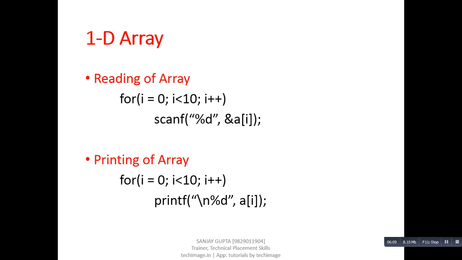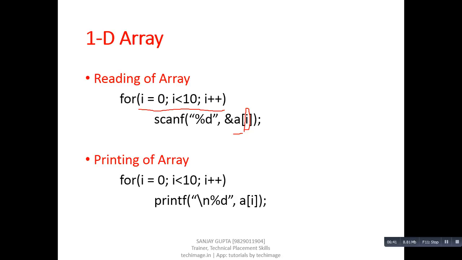Next is reading of an array. As we know, in case of an array we have one variable, so we can repeat this variable using a for loop and we have to change only the index number of this array, which we have done with the help of this loop. So the loop is started with 0 and the condition is less than 10. So this loop will repeat 10 times from 0 to 9 and it will read 10 individual numbers from the user.